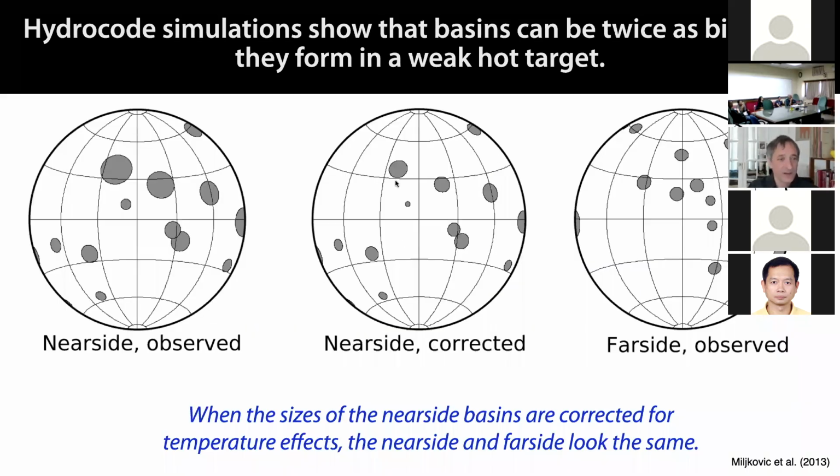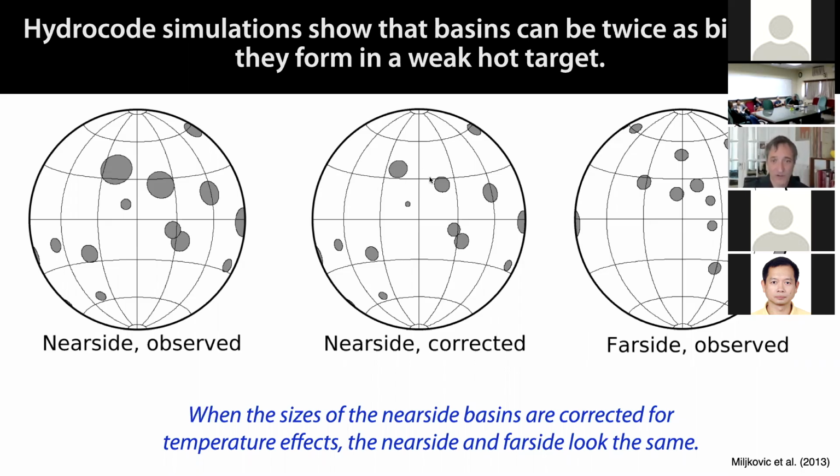Okay, so here is just showing the distribution and sizes of large impact basins on the moon. This is what we see on the far left-hand side. And what we did here is we corrected the size of these impact basins for temperature. So if the near side crust of the moon had the same temperature as the far side, this is what we would see in the center. The basins would be smaller by roughly a factor of 2.